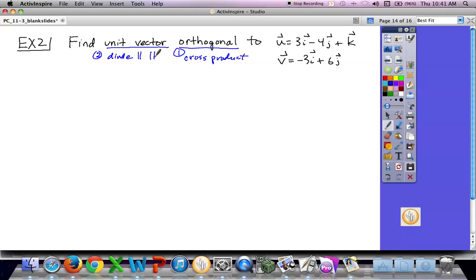Okay, well, let's do the cross product. In order to do the cross product, I'm going to write these in component form on top of each other so that the matrices are obvious. U equals, what's the component form of that U vector? Good. And V. Negative 3, 6, 0. It doesn't have a K, so negative 3, 6, 0.